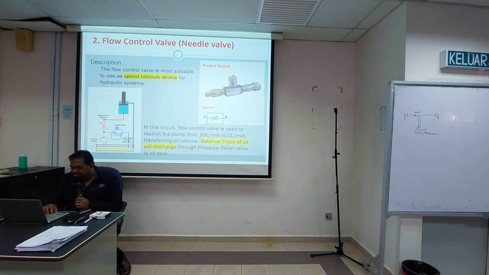Okay, so this is the physical product. Okay, dia nampak macam ni. So on top you can see that's like a knob for you to control. Okay, so ini adalah simbol dia. Simbol sama macam pneumatic. Okay, simbol tak berubah. So the remaining, so macam ni 10 liter masuk, but only 5 liter goes here.